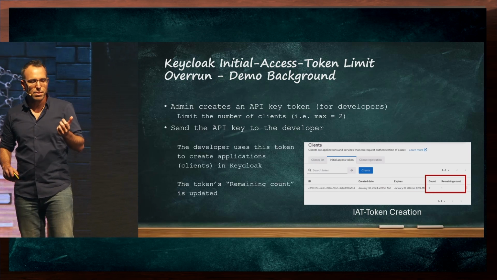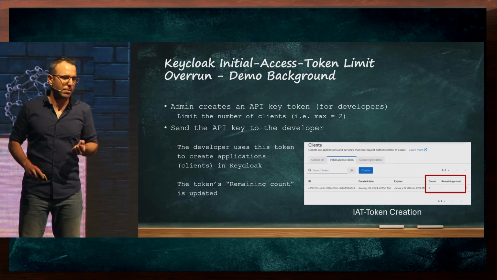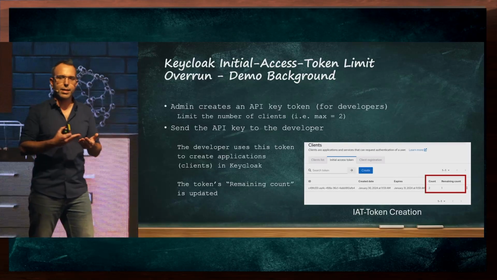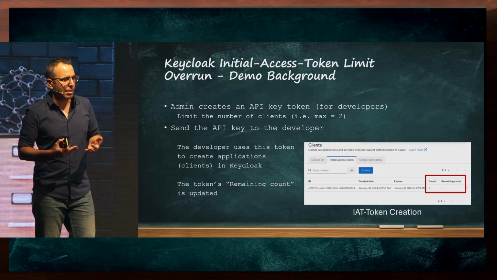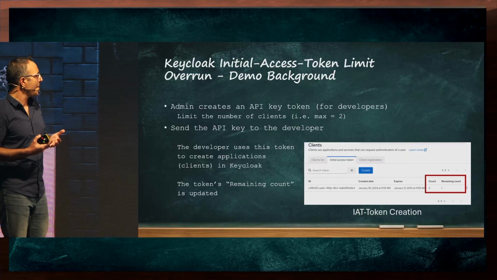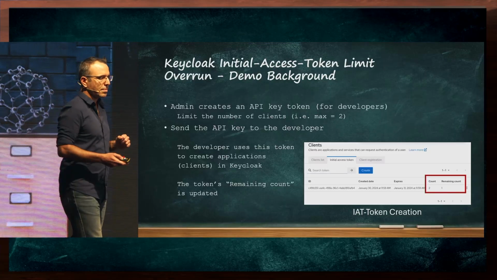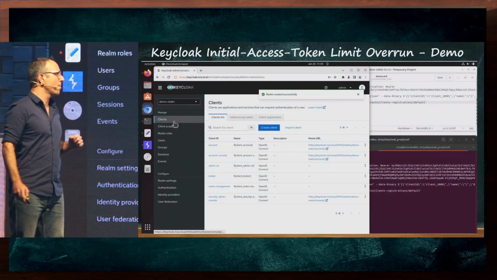Then he sends this API token to the developer. The developer uses this API token to create clients. And then when using this API token, the remaining count is updated. Let's look at the demo.